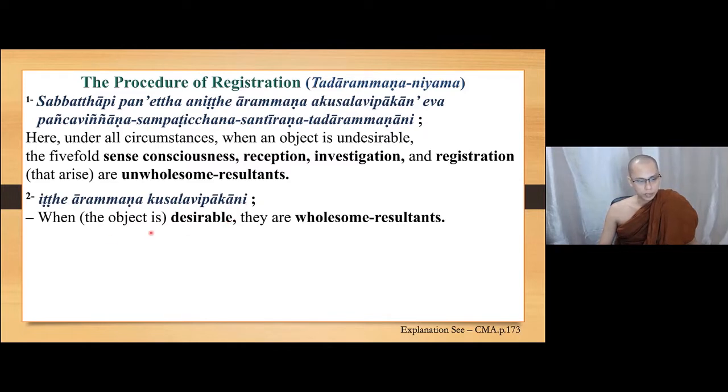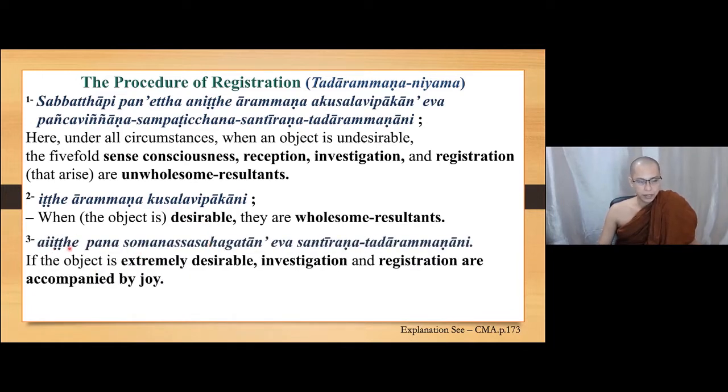Then secondly, Itthe arammane kusala vipakani. If the object is desirable, the four types, sense consciousness, receiving consciousness, investigating consciousness, and registration consciousness, all change to wholesome resultant, when the process takes a desirable object as its object.